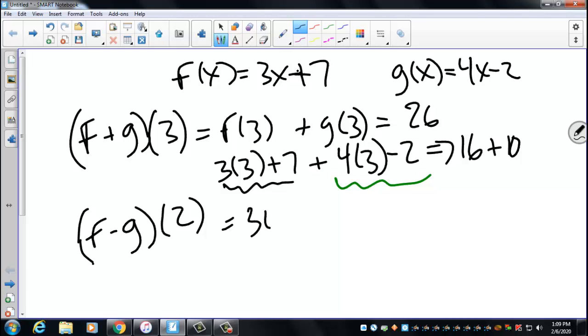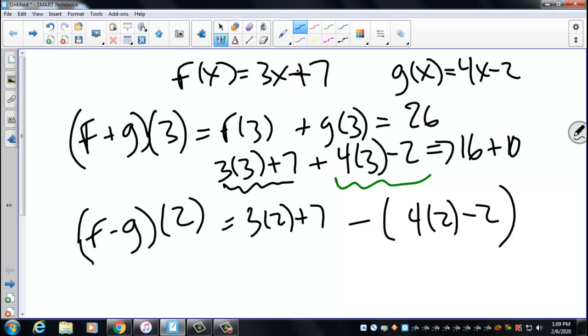Now, F minus G of 2. Find F of 2, 3 times 2 plus 7. Find G of 2, 4 times 2 minus 2. And then you're going to subtract those together, yeah? 6 plus 7 is 13. Minus 8 minus 2 is 6. Looks like 7. Right?